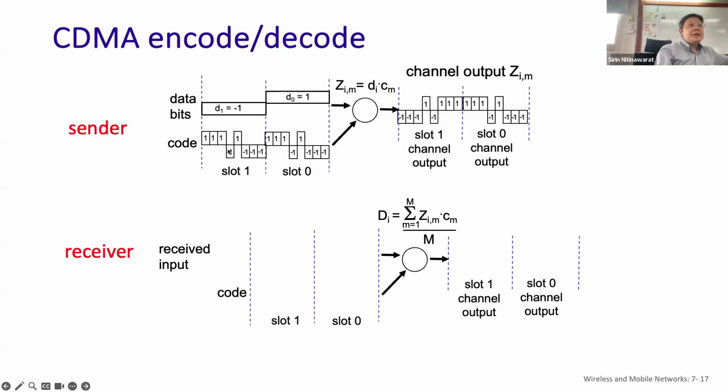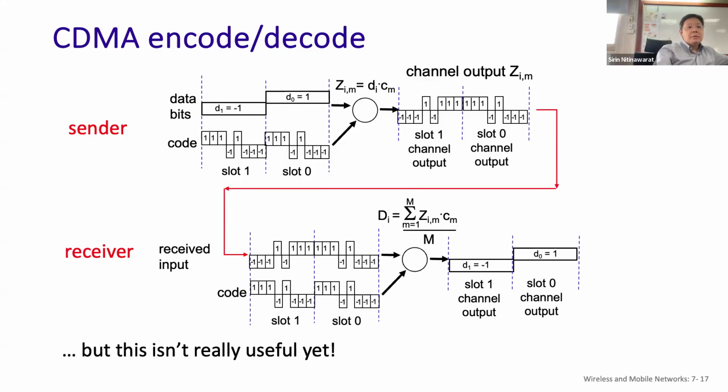This chipping sequence is carefully selected for the different users, and it will be known to the network. So if there's a receiver who wants to receive from the sender, it will have to know the chipping sequence for that sender as well.